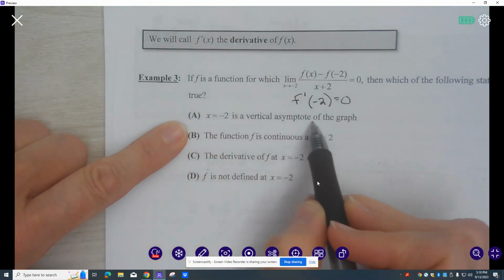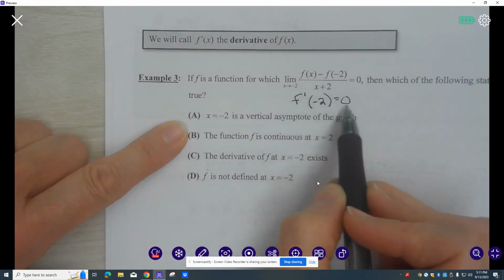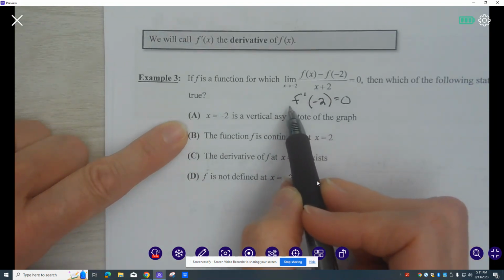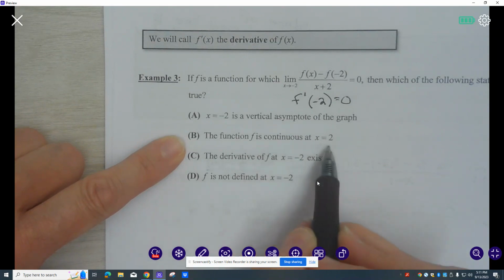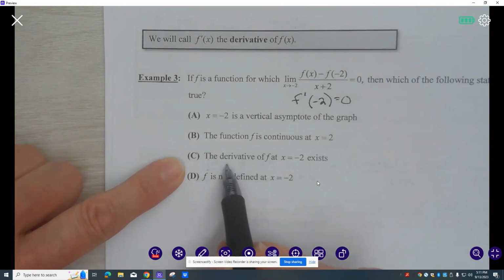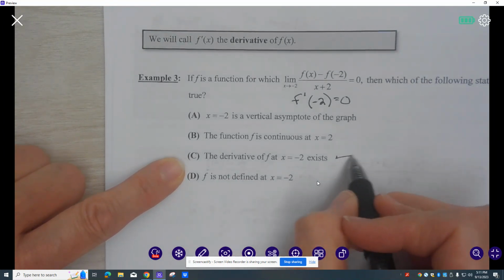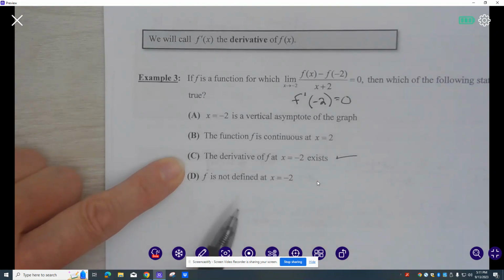X equals -2 is a vertical asymptote of the graph. This is not true, because if there were a vertical asymptote, then the function wouldn't be defined at -2, and so we couldn't take the derivative at -2. The function is continuous at 2. We don't really know anything about what's happening at 2. We only know what's happening at -2. The derivative of f at x equals -2 exists. Thinking, yes, that's true. That's what I wrote up there.